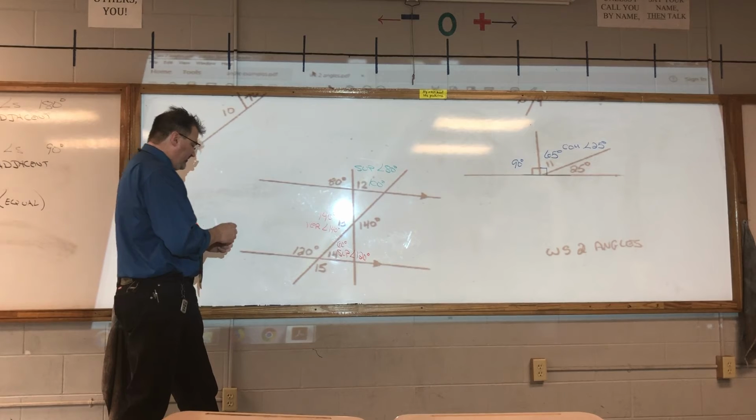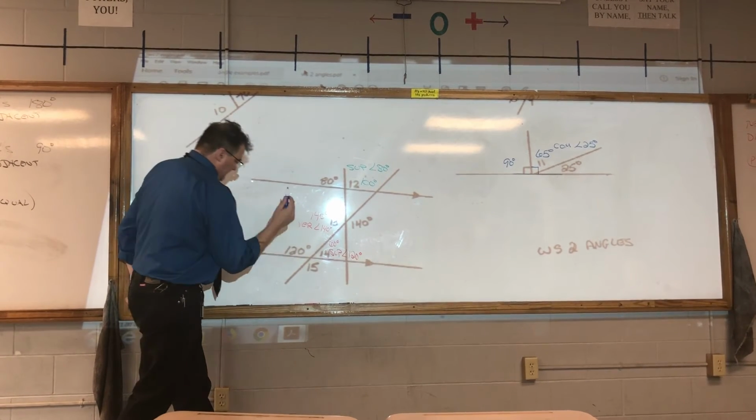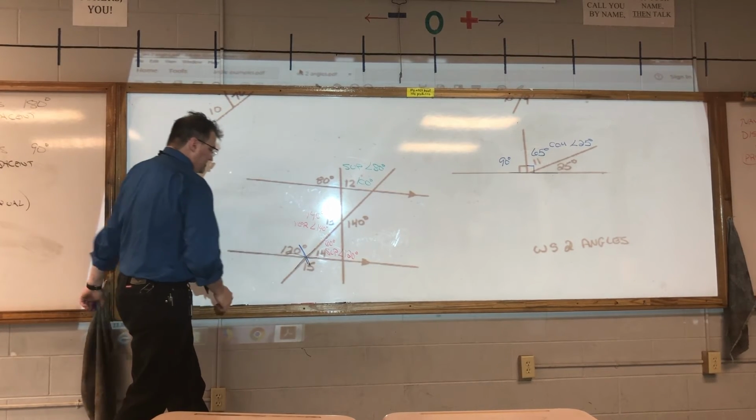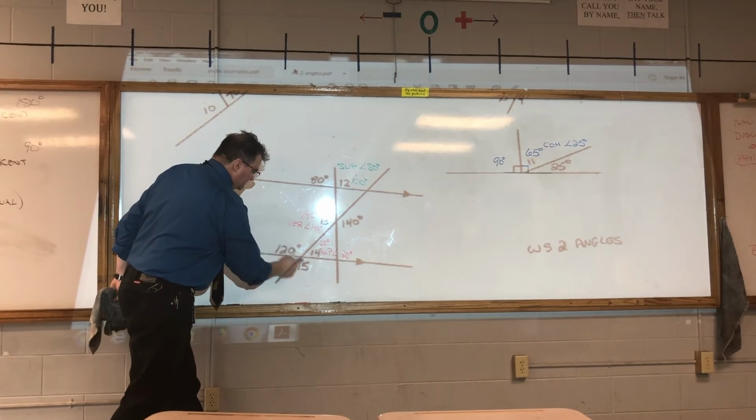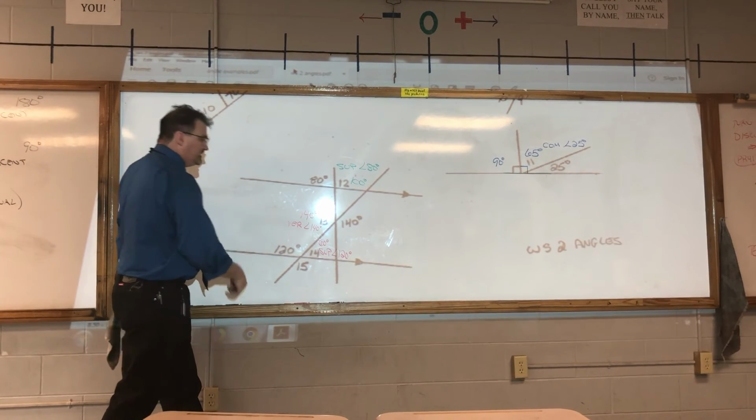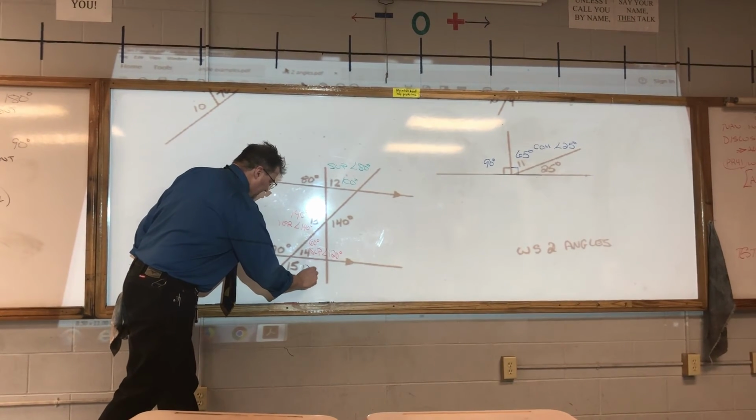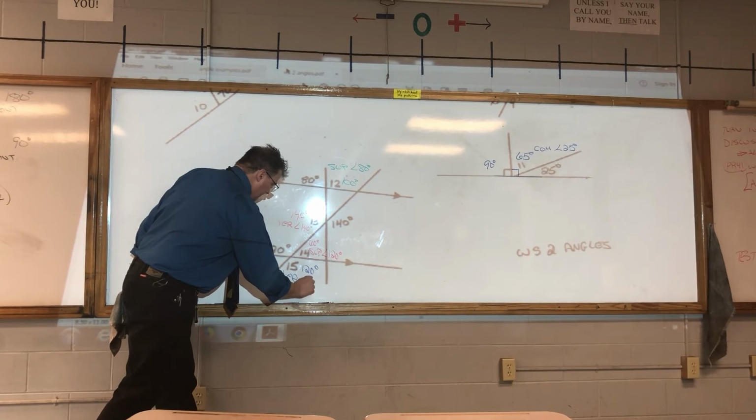And the final one for this video, angle 15. Easiest way to do it is look. It's formed by that intersection. It is right across from the 120 degrees, means it's vertical. So that makes it a 120 degree angle because it is vertical to a 120 degree angle.